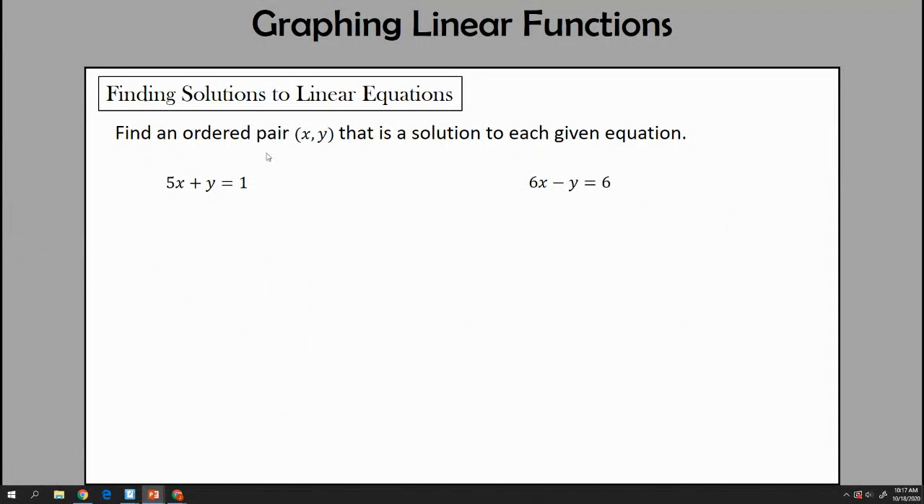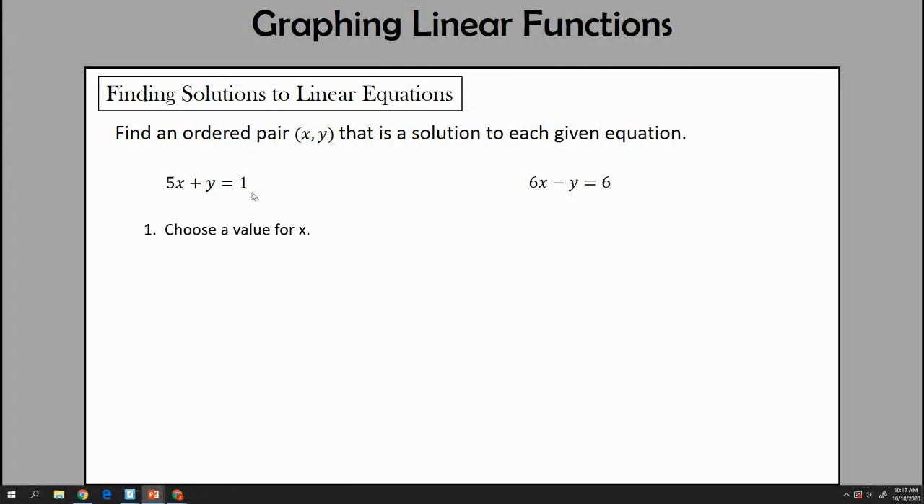Okay. This one just says, hey, go ahead and find your own solution to this equation. Name an ordered pair that's an answer to this. Okay. So 5x plus y equals 1. Find a solution. Well, all you're going to do here is choose a value of x. It doesn't matter what you pick because there's an unlimited number of possibilities.